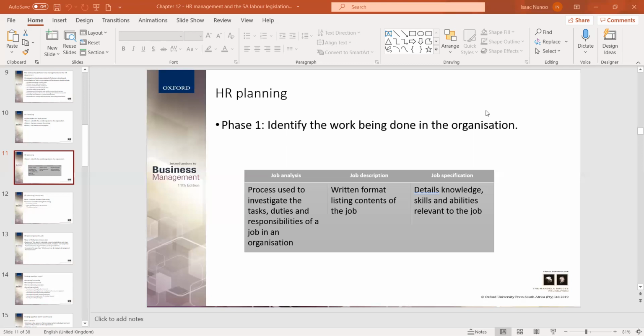Then we move on to the job specification, which details the knowledge, skills, and abilities relevant to the job. With the job specification, we are interested in the person's ability to execute. So you ask for the person's knowledge, skills, and abilities relevant to the job. This will include the person's education, experience, specialized training, personal traits, and manual dexterity. So in terms of the specification, you go beyond what the description is about to look at whether the person has the ability and skills to execute the job.